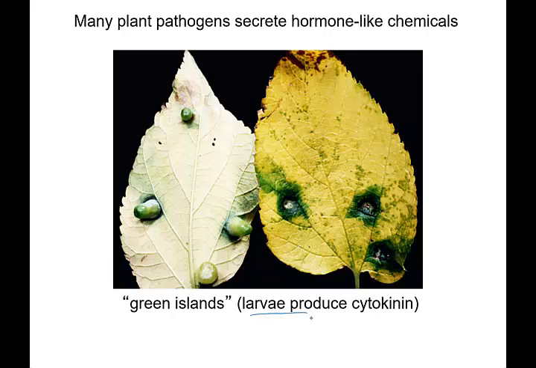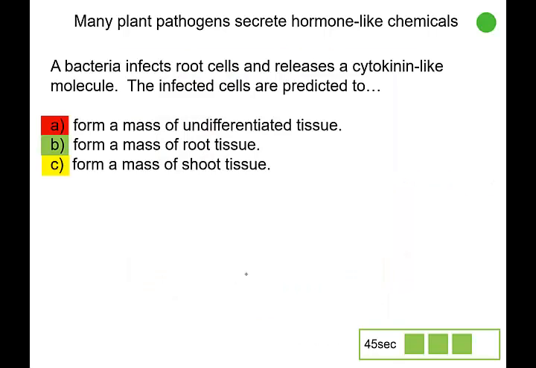It's these green islands. Remember, a parasitic insect will lay its eggs on the leaf, and then as the larvae develop, they will secrete cytokinin. And one thing that cytokinin does is it inhibits leaf senescence. So in the spots where these larvae are growing, there's higher levels of cytokinin released by the insect, and that keeps those regions green and photosynthetic.